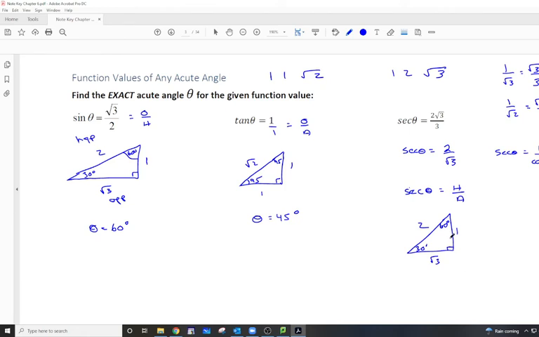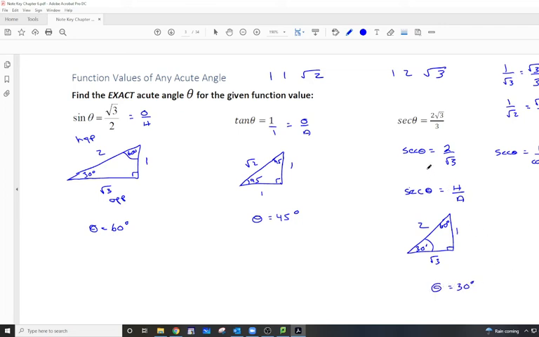Now I have to figure out which of these angles has a ratio of the hypotenuse of 2 to the adjacent being root 3. In other words, which angle, 30 or 60 degrees, has an adjacent side of root 3? Well, it has to be 30. 30 degrees has an adjacent of root 3 and a hypotenuse of 2. So I know that theta would be 30 degrees.